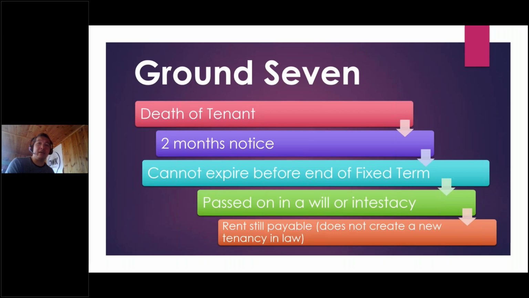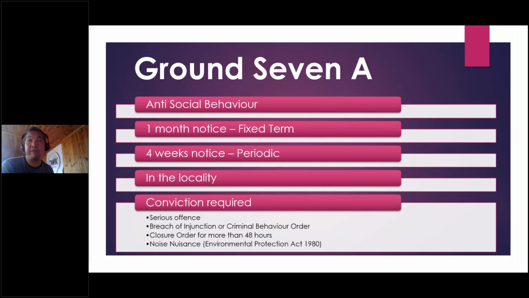Ground 7A is the antisocial behaviour ground. Just to let you know, there were 16 grounds under the Housing Act 1988. They added ground 17 in the Housing Act 1996. The subsections, so ground 7A, ground 7B, ground 14A, ground 14ZA were added after 1996. I think most of them were added in the 2010 period. But just to give you an indication of what happens, they've just added subsections.